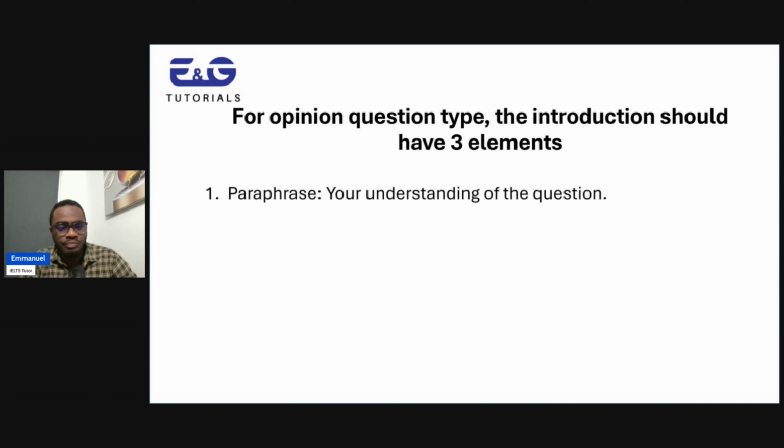Now, for the opinion question type, there are three basic elements that your introduction will have. The first one is the paraphrase, which is simply your understanding of the question. Now, I think it's time for me to explain what paraphrasing simply means.